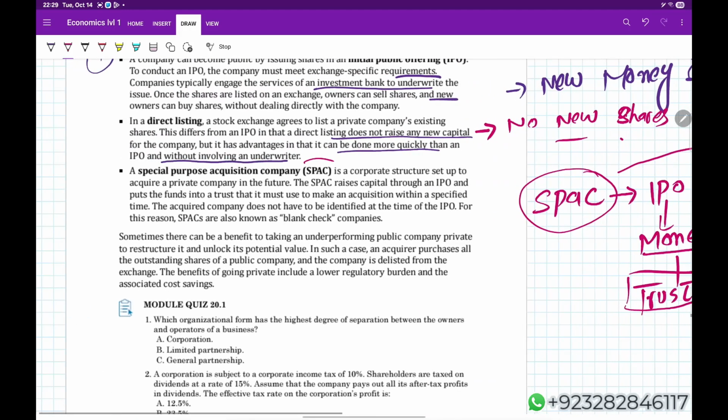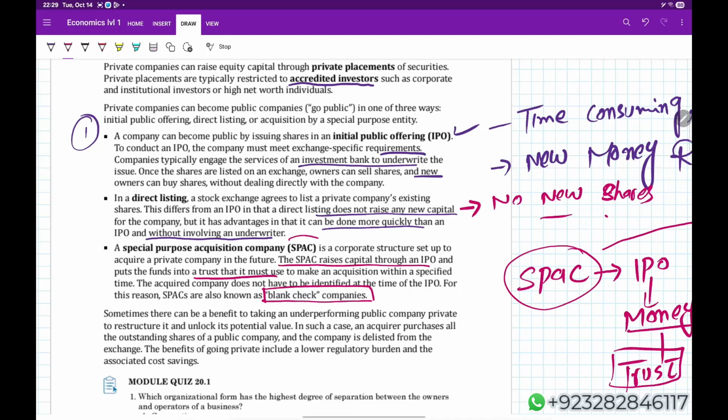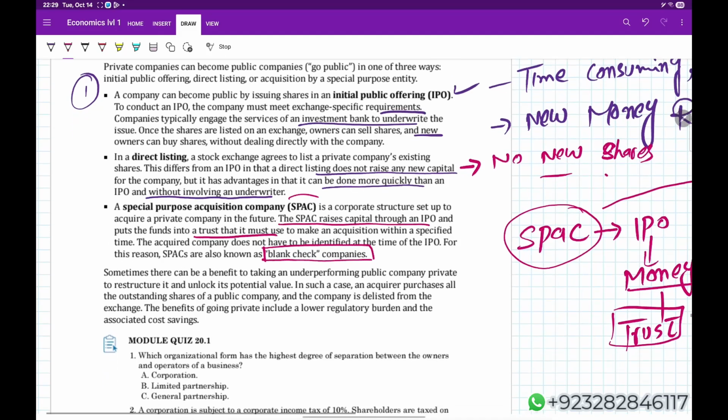So the key points that you need to remember: the SPAC raises money through an IPO, puts the money into trust, and the purpose is acquisition of a private company. Which private company do they mention? They do not. That's why we call the SPAC a blank check. At the time of the SPAC IPO, the acquisition company will be unidentified. So these are the ways of a private company becoming a public listed entity.